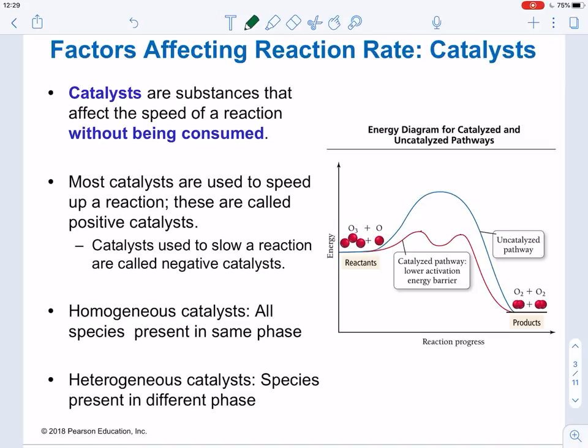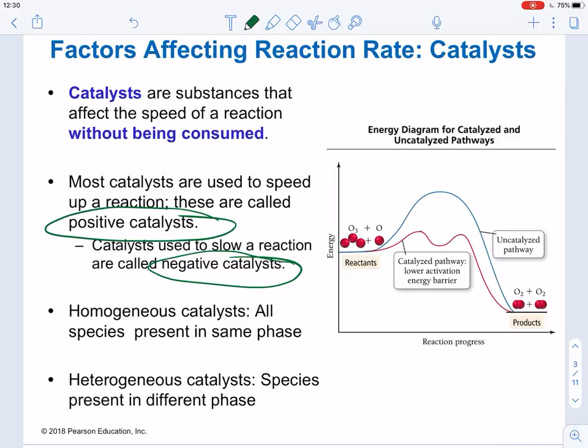Again, it depends on what reaction. If the reaction is too fast and you want to slow it down, you can still use a catalyst. In that case, you call that a negative catalyst. But the ones that are used more frequently are the positive catalysts. Why? You want to speed up a reaction. Okay.